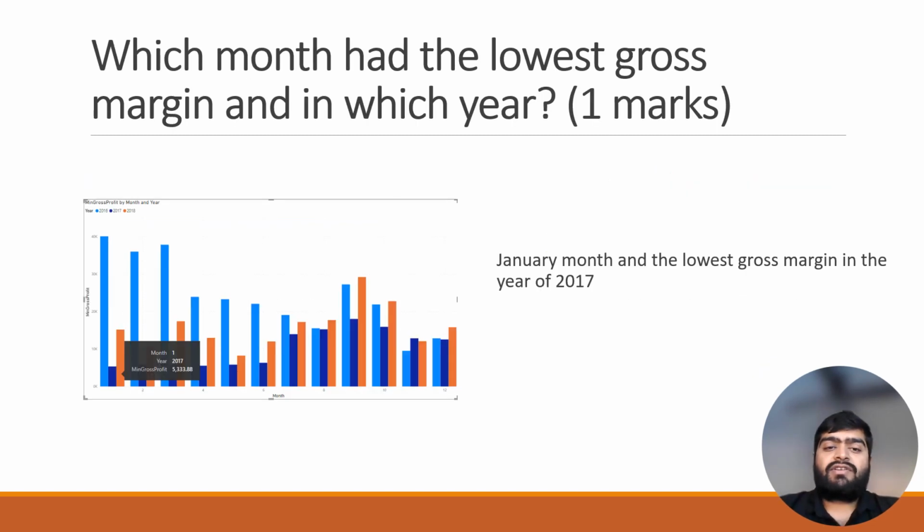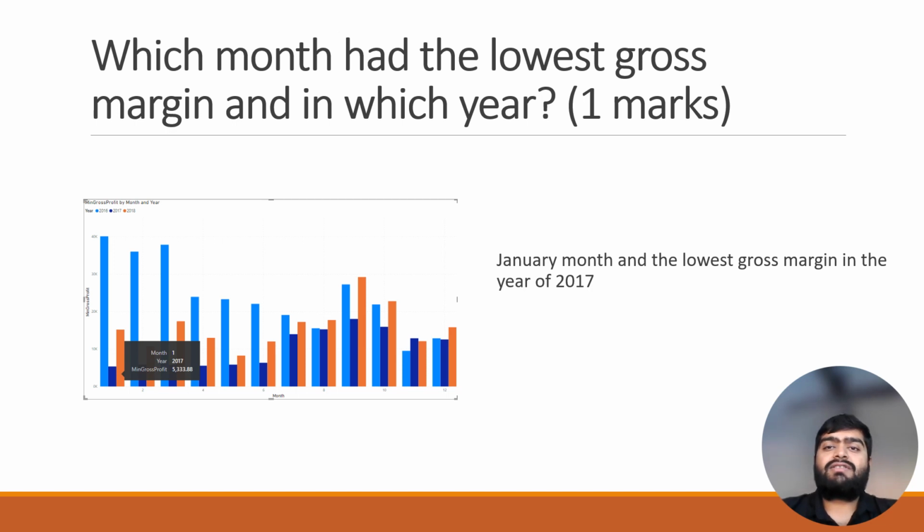My second question is which month had the lowest gross margin and in which year? So January had the lowest gross margin in the year of 2017. The lowest gross margin is 533.88. This is visualized in the below column chart.